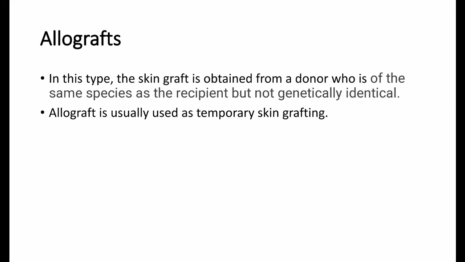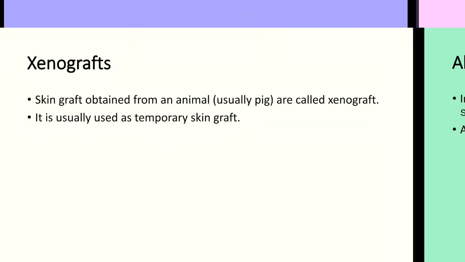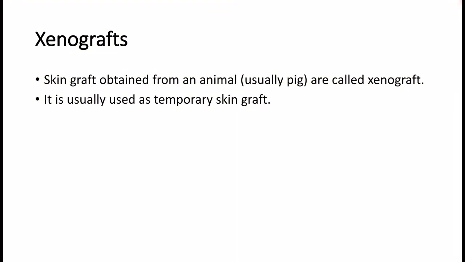Allografts. In this type, the skin graft is obtained from a donor who is of the same species as the recipient but not genetically identical. Allograft is usually used as a temporary skin grafting. Xenografts. Skin graft obtained from an animal, usually pig, are called xenograft. It is usually used as a temporary skin graft.